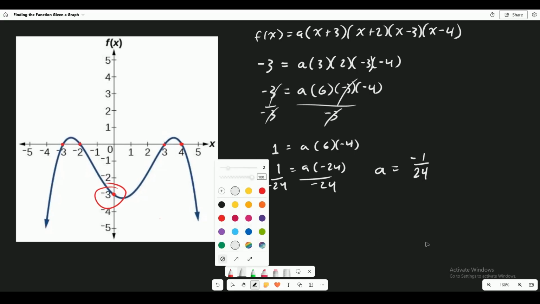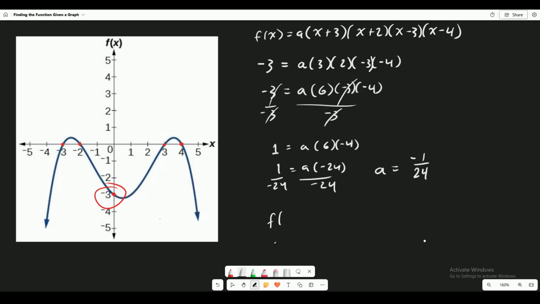So that means that our final one is f of x is equal to negative 1/24 times x plus 3 times x plus 2 times x minus 3 times x minus 4. There we go. If you want to expand it, go ahead and expand it. I don't want to because that's a lot of work, but this is equally valid. In fact, this is probably more useful because it tells us what the roots are in the graph. If we're not given the graph, this is a lot more useful because it tells us the roots. Let's graph it and verify our answer.